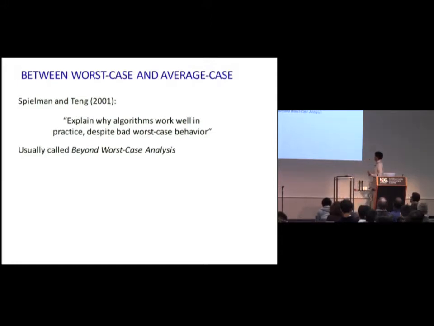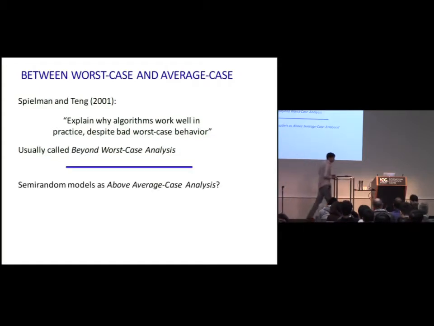So their goal was to try and explain why algorithms behave well in practice despite their bad worst case behavior. And semi-random models usually fit into this category of being beyond worst case analysis, or in our language, beneath worst case. And so what I really think is that these semi-random models, we should really think about them from the other perspective. That worst case analysis is so passé that everyone studies average case analysis anyways.